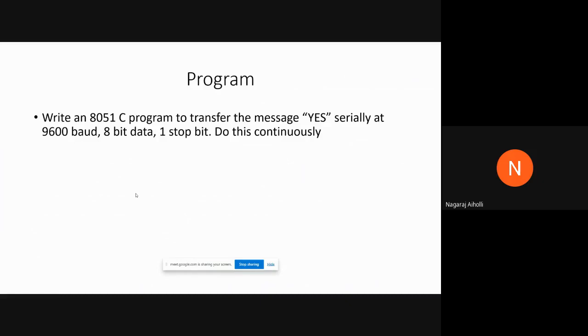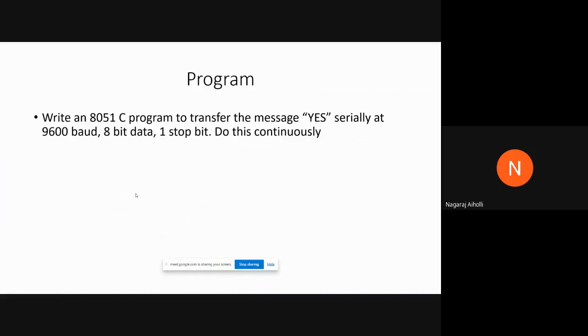That means we have to use serial communication mode 1. In serial communication mode 1, there is 1 start bit, 1 stop bit, and 8 data bits. And we have to program it to get the 9600 baud rate. This has to be repeated continuously. When the word continuously is mentioned in the statement, it means that we have to make use of a loop for repetition purposes. Let us write a C program.